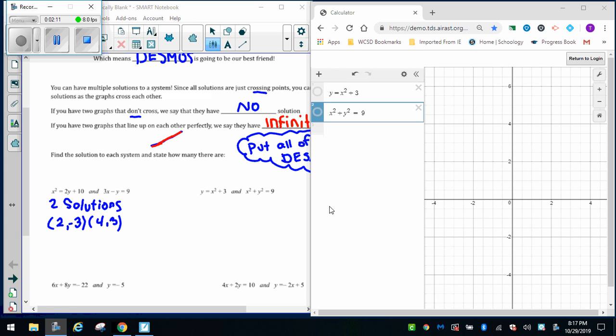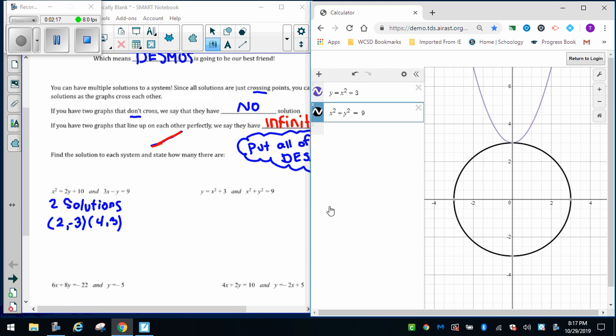All right, so as you can see, here is the first equation, y equals x squared plus 3, and it's a parabola. The second one is a circle, and we look at where the two lines intersect, and it looks like there's only one spot, so our answer is one solution, and this coordinate point would be the solution.